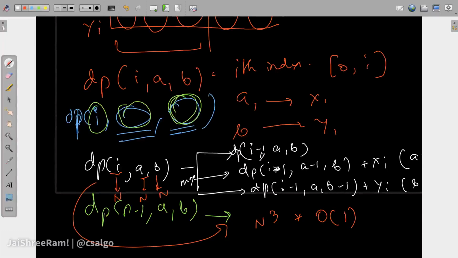Not exactly, more or less in the correct direction, but not exactly. Yeah, so let me complete this first. So the total complexity would be order n cube, right?